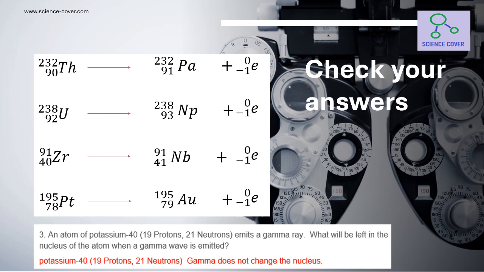And the fourth one, we've got platinum with 78 protons and 195 as a mass number. So the mass number stays the same, 195, but the atomic number goes from 78 to 79, which, if you look it up on the periodic table, is the element Au.